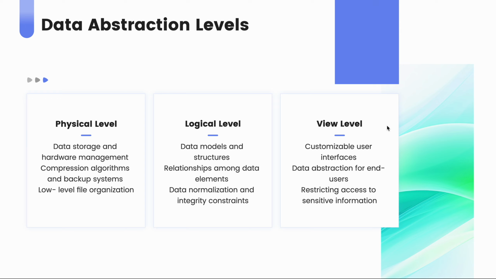The second one is the logical level. It covers data models and structures, relationships among the elements, data normalization and integrity constraints. It means how data is organized in the database. And the last one is the view level. It means a customizable user interface, and data abstraction for end users. It means what the user sees. The abstraction hides complexity, simplifying how users interact with data.